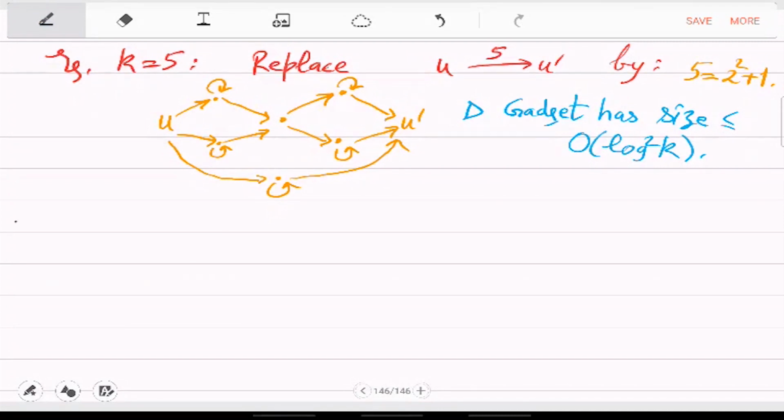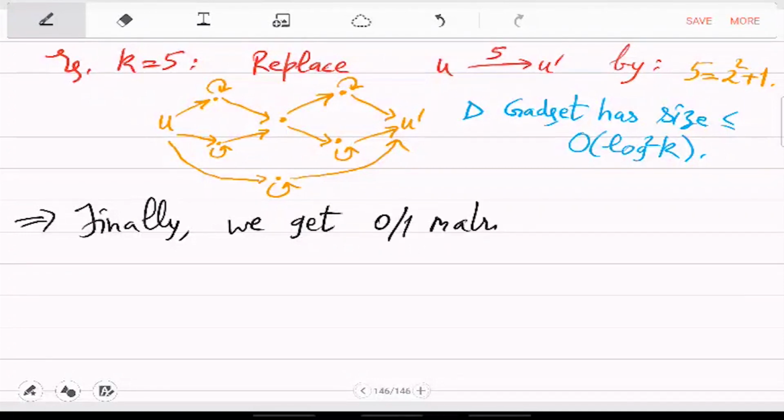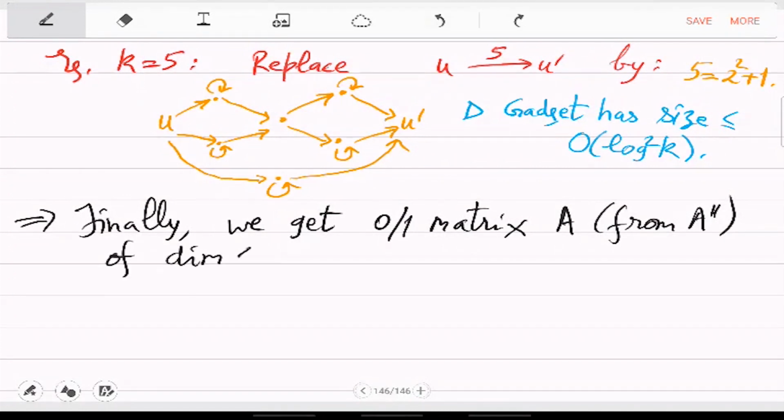So finally we get a 0-1 matrix. From A double prime we will get the matrix A. So this transformation, this gadget, will convert it into A of dimension only polynomial in m plus n.